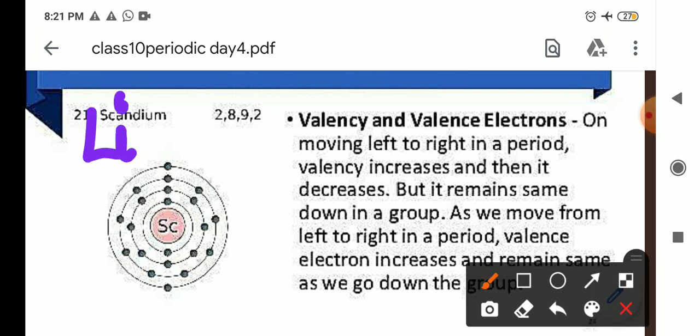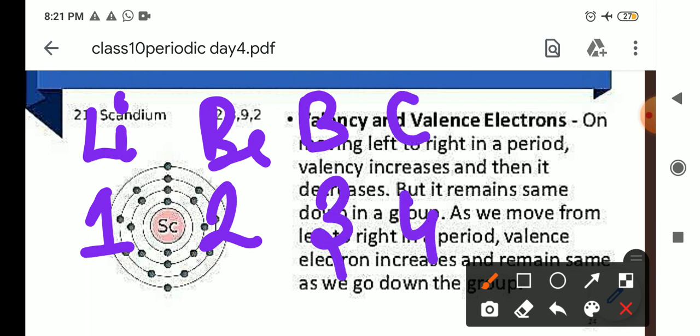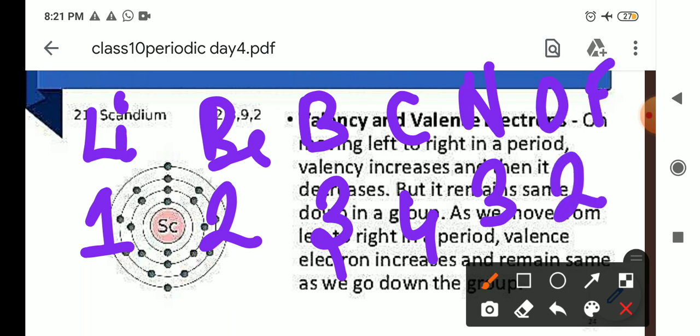In period number 2, lithium is there, whose valency is 1. Next, beryllium is there, its valency is 2. Boron is there, its valency is 3. Next, carbon valency 4, nitrogen valency 3, oxygen valency 2, fluorine valency 1, neon valency 0. So you can see the valencies first increase from 1 to 4, then decrease from 3 to 0. So if you move from left to right in a period, the valency first increases from 1 to 4, then decreases from 3 to 0.